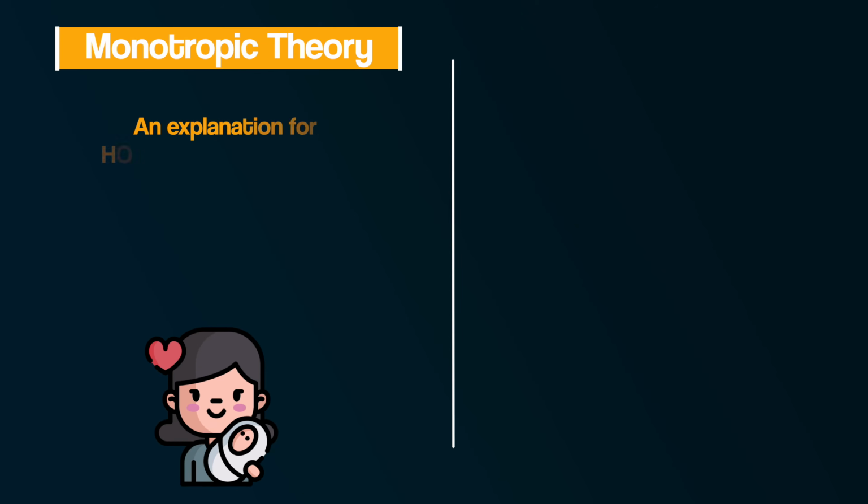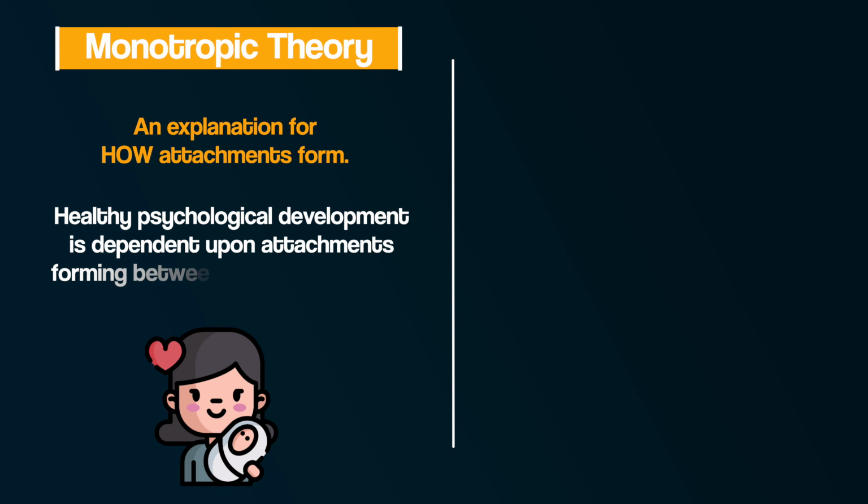The classic mistake that too many students have fallen into in the exam has been to confuse Bowlby's two theories and end up writing about the wrong one. So let's be clear between the two. Bowlby's monotropic theory is an explanation for how attachments form in the first place. He believes that healthy psychological development is dependent upon attachments forming between infants and their mothers.